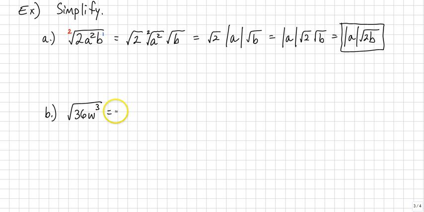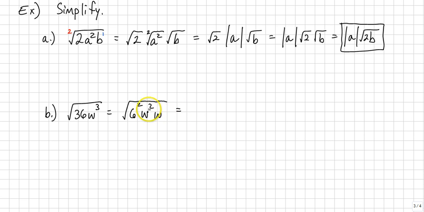All right, let's try that again with this one. 36w cubed. So let's see if we can't simplify that. 36 is a perfect square. That's 6 squared. And then w cubed, I have 3 w's. So I can write that as w squared times w.